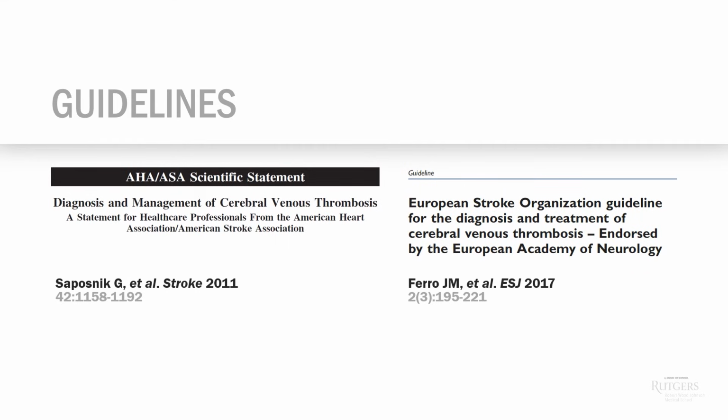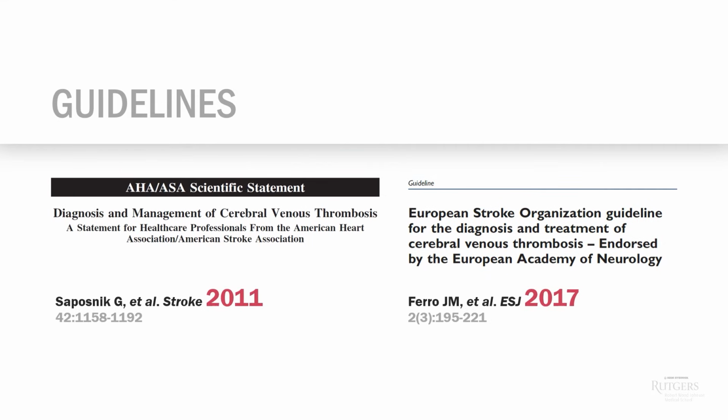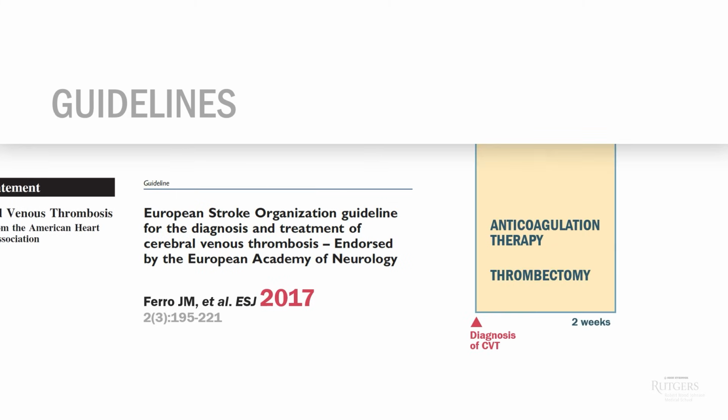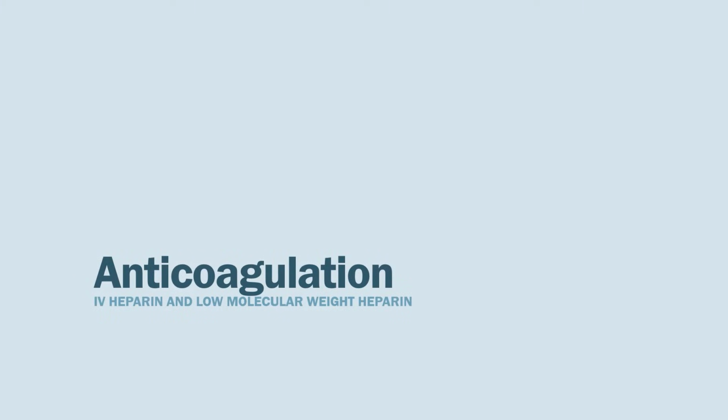When it comes to treatment, guidelines are an excellent resource. I'm talking about the guidelines from the American Heart Association/American Stroke Association and its European counterpart, the European Stroke Organization. Unfortunately, the American guidelines are a decade old at this point, and European guidelines have not been updated since 2017. In the acute period, both guidelines recommend anticoagulation therapy and endovascular therapy in select cases. Let's talk about anticoagulation first.